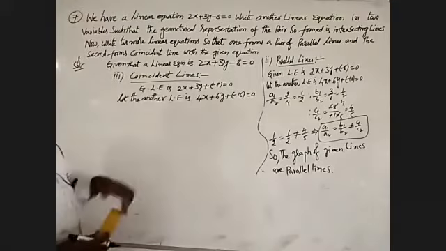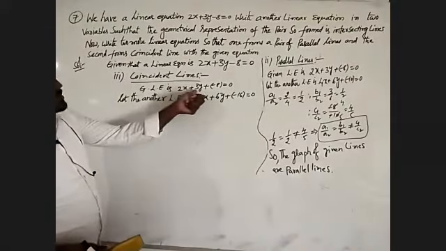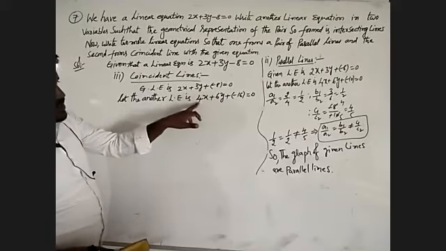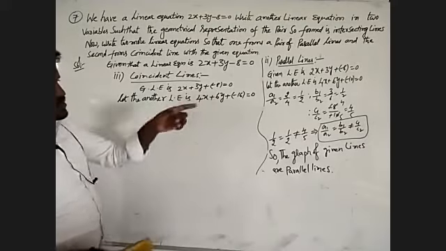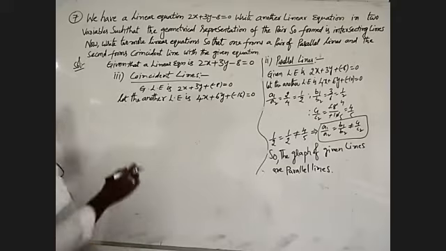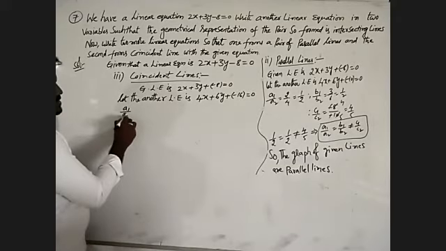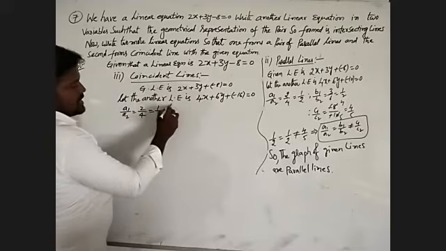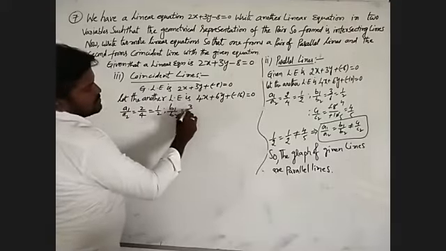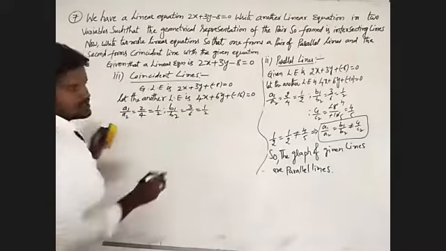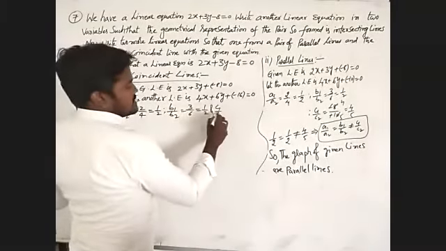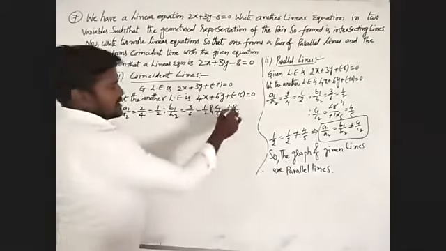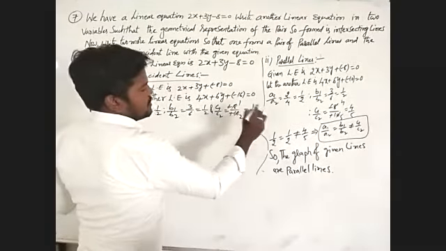Already we know that the coefficients a1 becomes 2, b1 becomes 3, c1 becomes minus 8, as well as a2 becomes 4, b2 becomes 6, c2 becomes minus 16. We have to check there. Coefficients a1 by a2 is equal to 2 by 4, that must be equal to 1 by 2, as well as b1 by b2 is equal to 3 by 6, that must be equal to 1 by 2. Finally, we take c1 by c2 equal to minus 8 by minus 16. Minus and minus will be cancelled. 8 ones are 8, 8 twos are 16, that must be equal to 1 by 2.